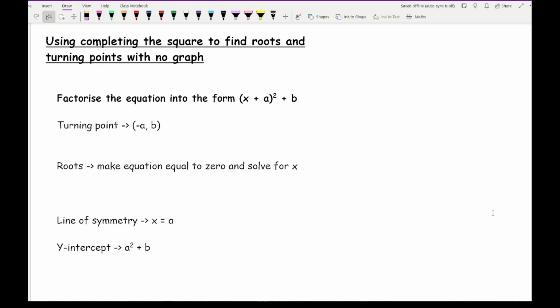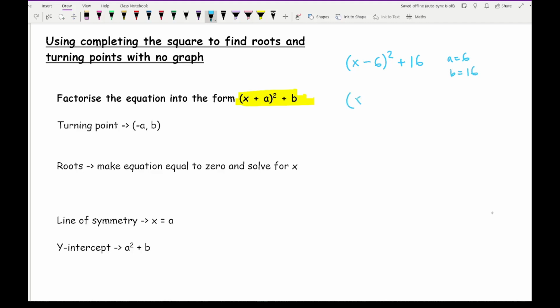Now, for this, the first thing you want to do is factorize the quadratic equation into the form of completing the square, which looks something like this. Now, in its current state, which I've highlighted, your a is positive and your b is positive as well, but you may end up with a question where they are opposite signs. So you could end up with something like (x minus 6) squared plus 16, where a equals 6 and b equals 16.